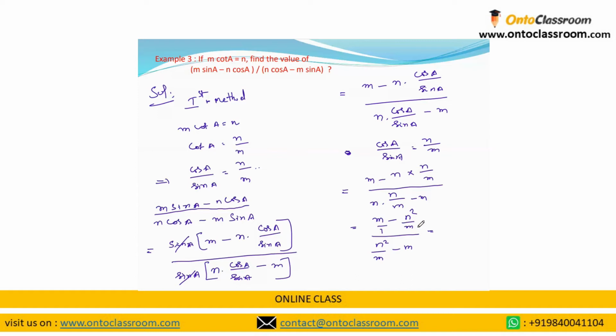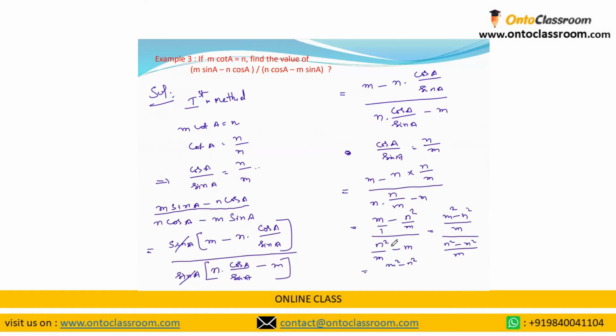Divided by 1 will be there. So the LCM will be m. So m into m means m square, so m square minus n square divided by, and here n square minus m square divided by m. Now I will take the reciprocal for this.